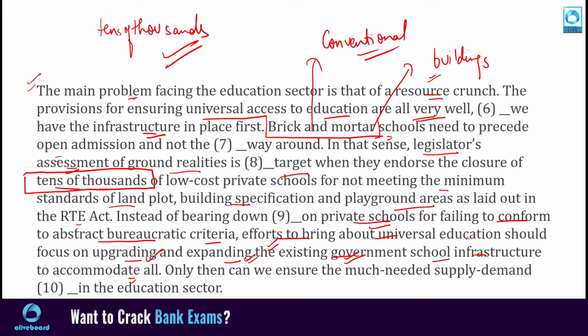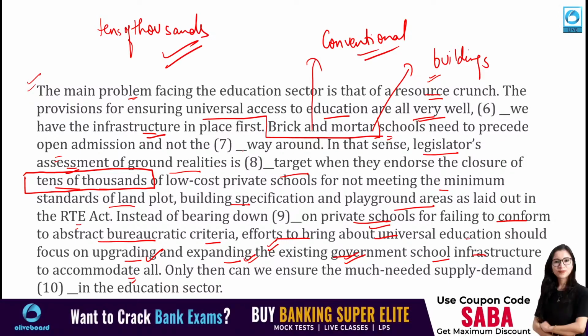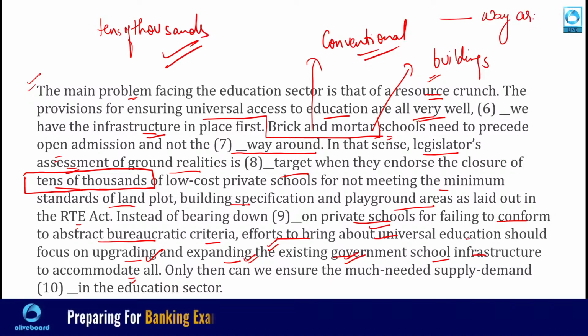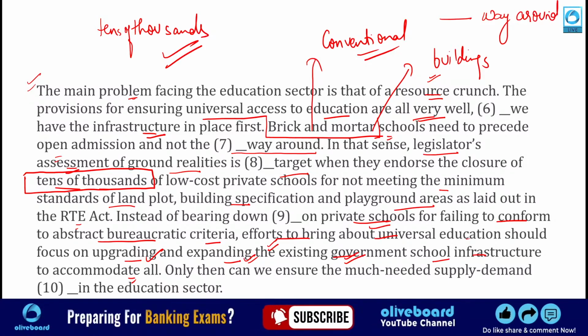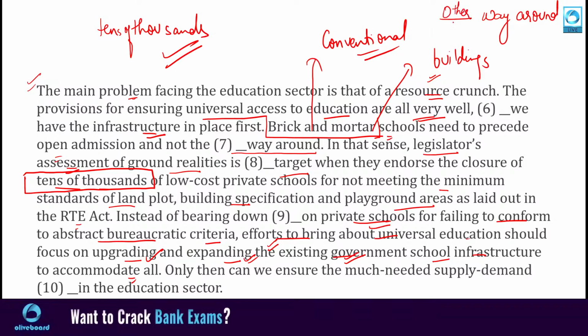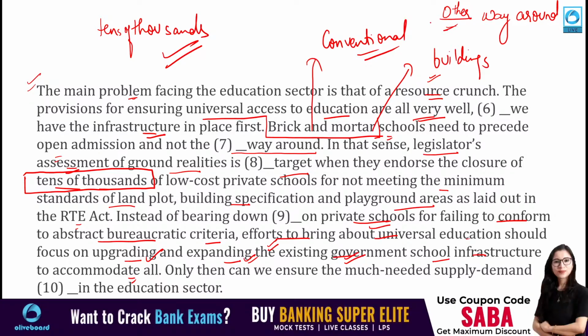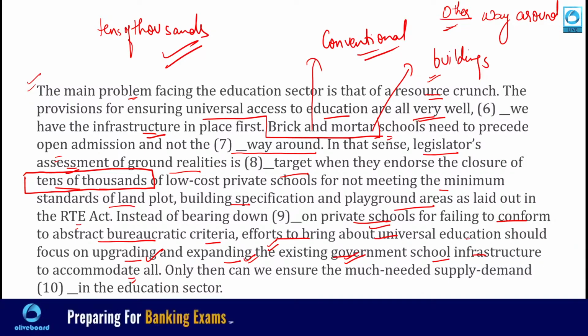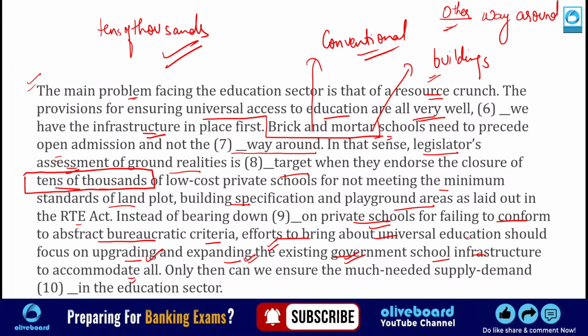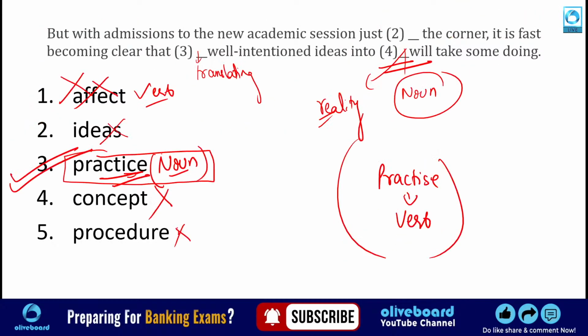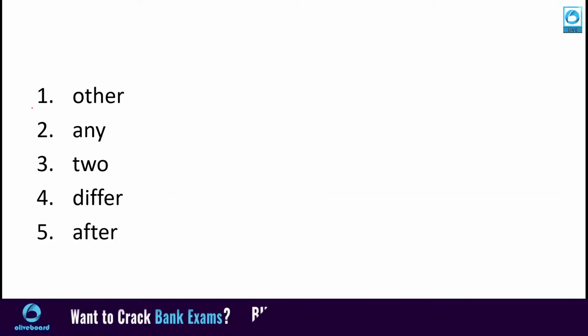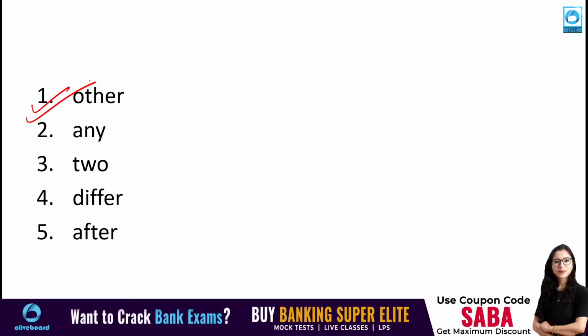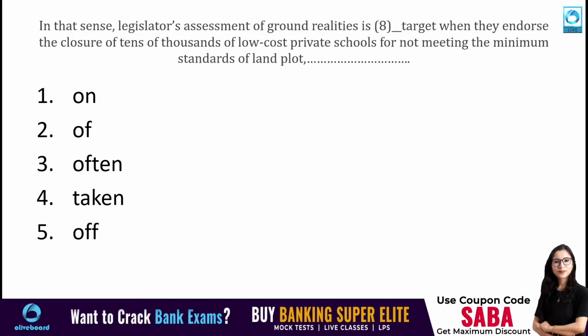Brick and mortar schools need to precede open admissions and not the dash way round. This is also a phrase, if you know, अगर आपने सुना होगा, dash way around, even without looking at the options. Very good, Sneha. Other way around. अब देखिए ये सबका सही होगा because this is a phrase, other way around, कि कोई और दूसरा possible way नहीं है. 100% accuracy, definitely, because it is just based on a common phrase. So correct, other way round. So in this 7th blank, it will be other. Clear to everyone? यहाँ पे कोई confusion नहीं होगा. Other way around. Next, this one.